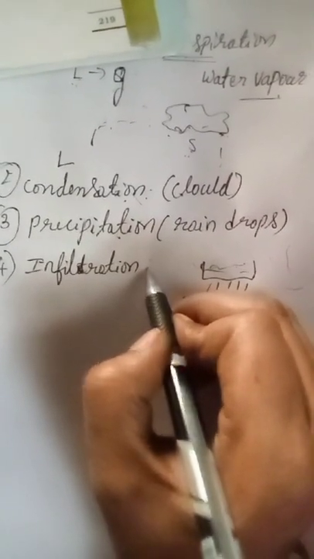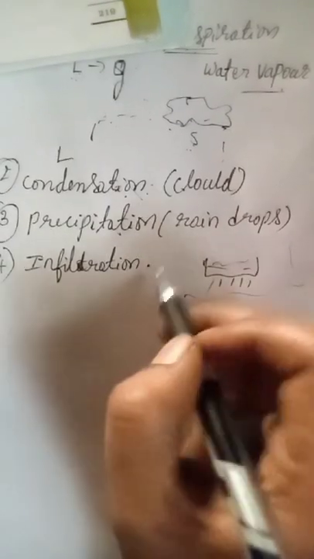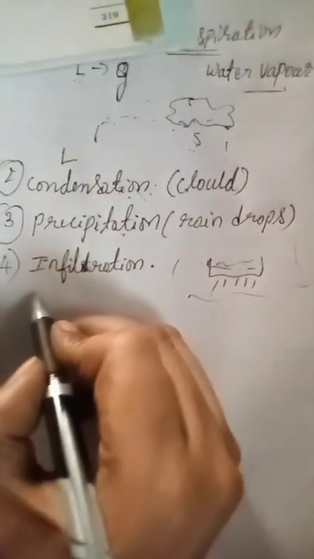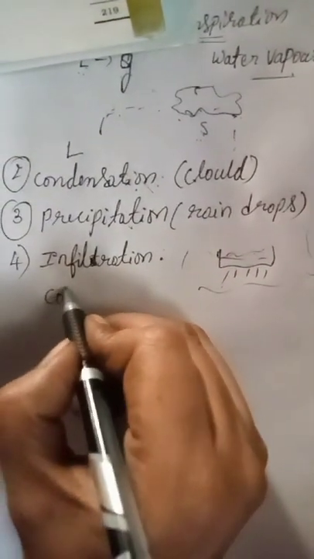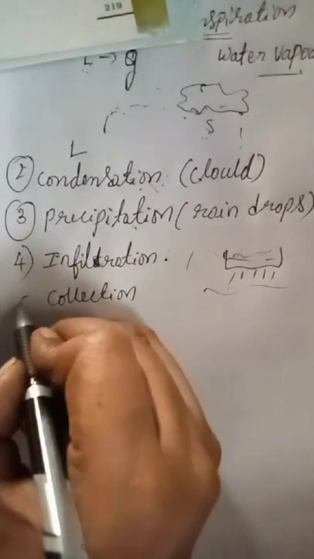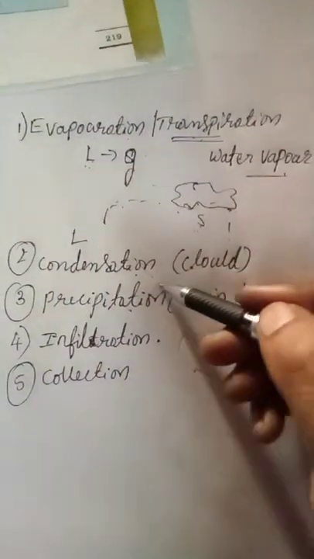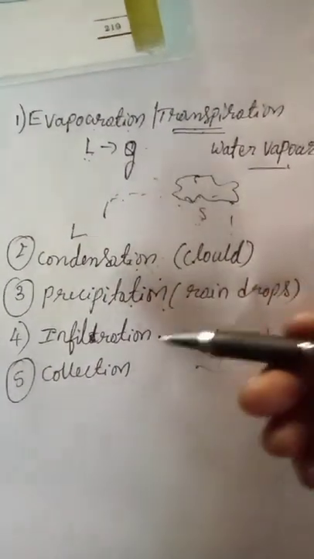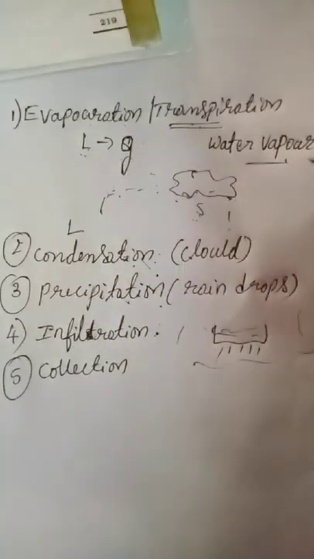Okay, the seepage of water into the ground is called infiltration. At the last step, what happens? Collection or deposition takes place. In these five processes the water cycle takes place: first evaporation, condensation, precipitation, infiltration and collection.